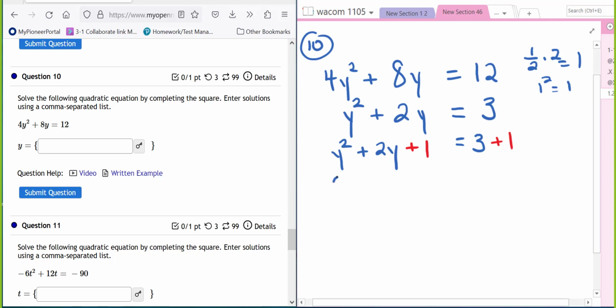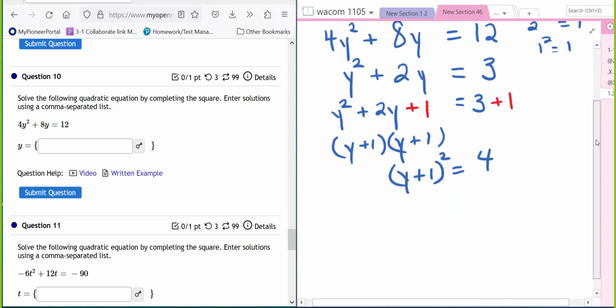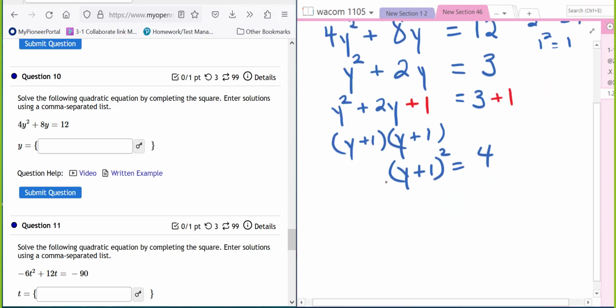And on the left-hand side, we'll factor, it's picking up your 1. So we have y plus 1 squared equals 4. And now we'll take the square root of both sides. Don't forget you get plus and minus. This will get your exponent off.